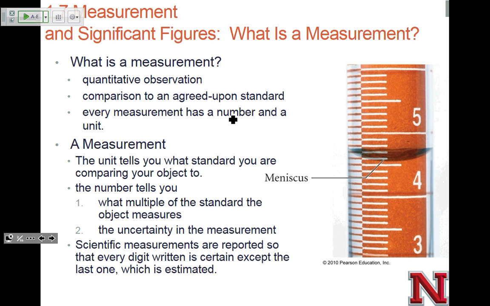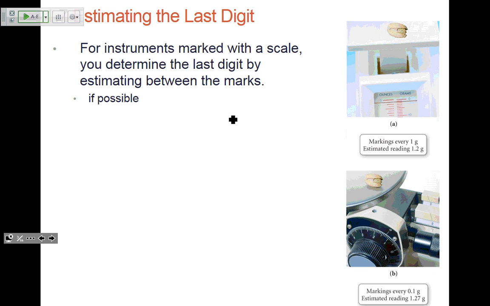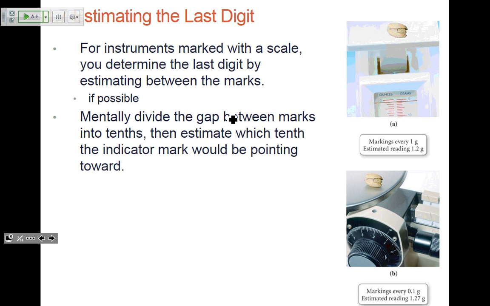And that's why when we talk about our significant figures, and then we talk about adding and multiplying and doing calculations with them, it's going to be important to understand why we care about significant figures. The reason we care is because of these uncertainties with our measurement types. So for instruments marked with a scale, you determine the last digit by estimating between the marks. If it's even possible, sometimes it might not be very possible to estimate in between the marks. Again, it depends on your instrument and how sensitive it is.